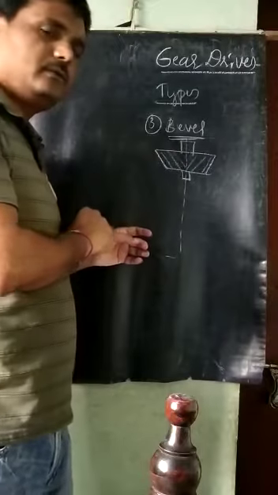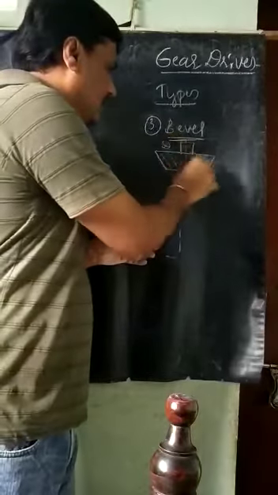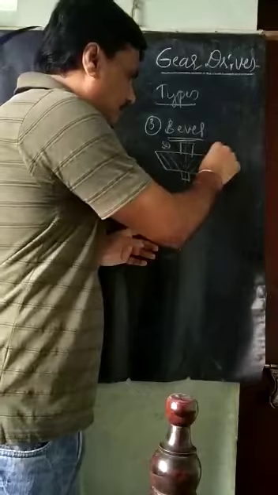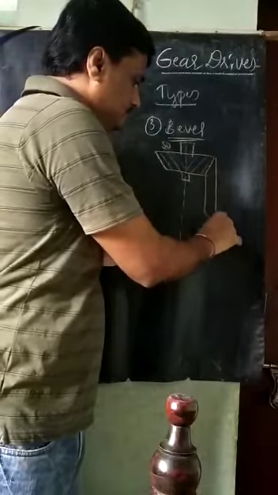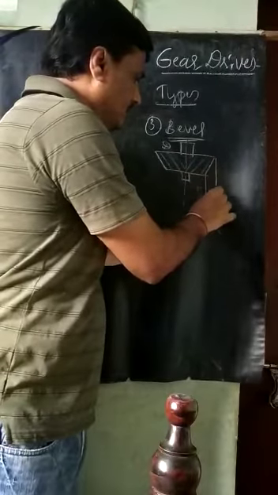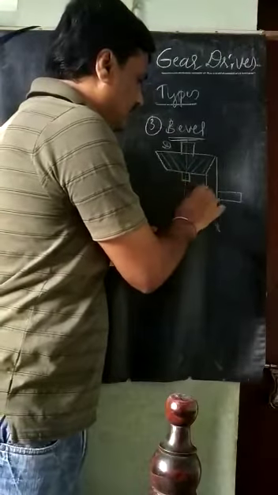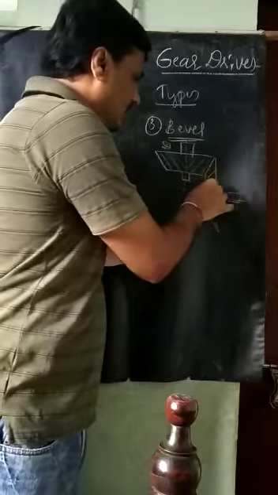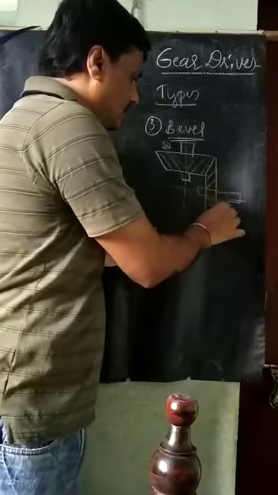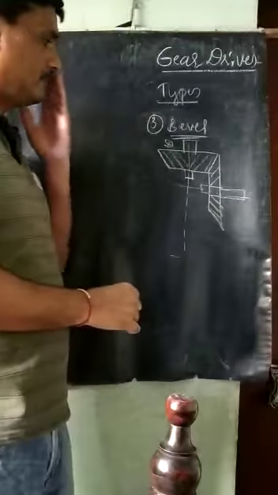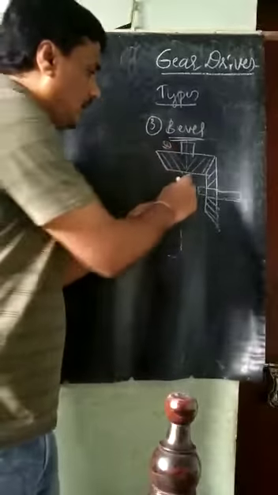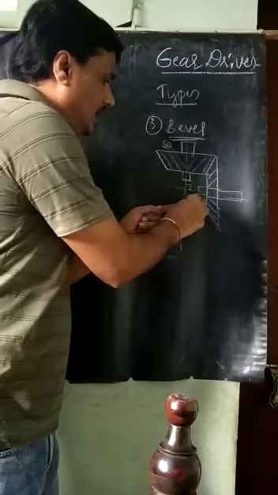And then next, this is the driver and the follower is like this. This is the axis of the follower. These are the teeth on this follower here. So the axes are perpendicular, 90 degrees.